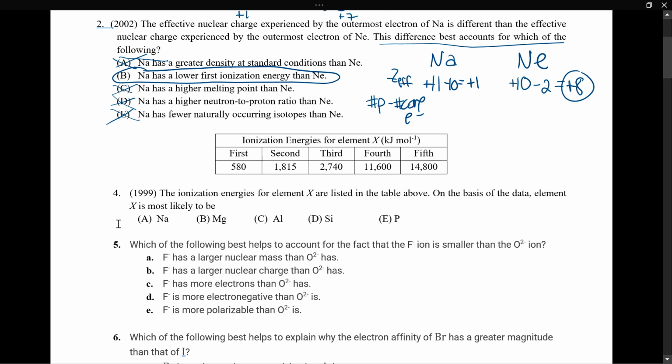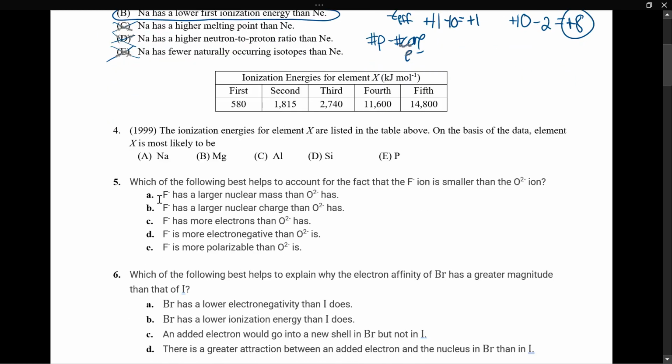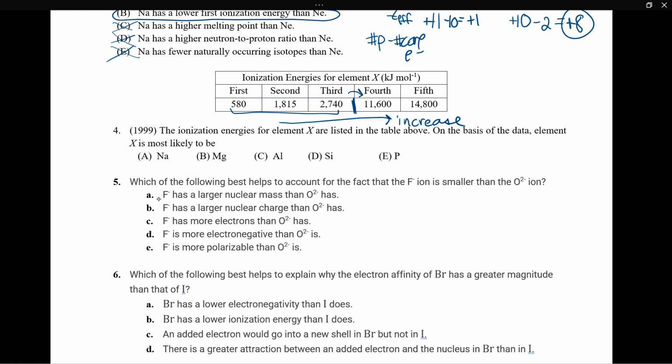Next one, we're looking at some successive ionization energies. So what we want to notice is the ionization energies always increase as you remove more and more electrons from an atom, but we'll see that there's a big jump between the third and the fourth ionization energy, and that tells us that these first 3 electrons were on the valence shell, and then this fourth electron, since it's so much harder to remove, must have been from an inner shell. This must be a core electron.